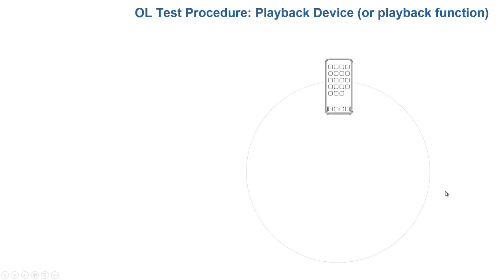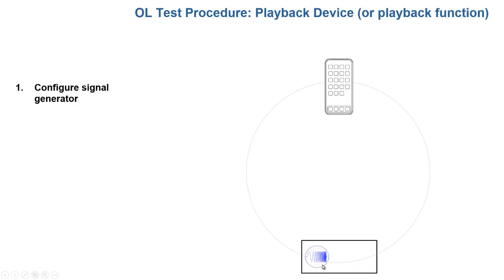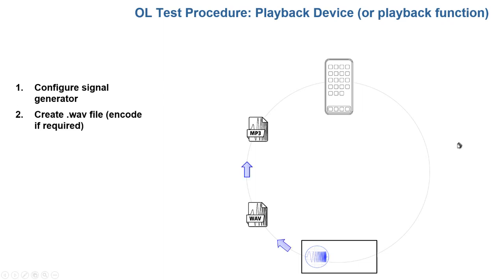Now, the open loop test procedure for a playback device, or the playback function of a device that does both record and playback, looks something like this. So for example, suppose our DUT is a smartphone that we're going to use for playback. So first we configure the signal generator in the audio analyzer. We create a wave file of a pure signal.